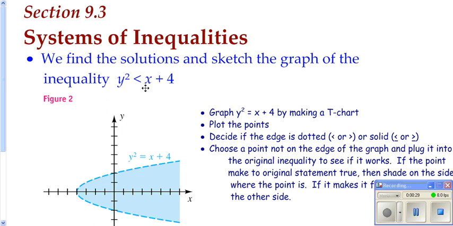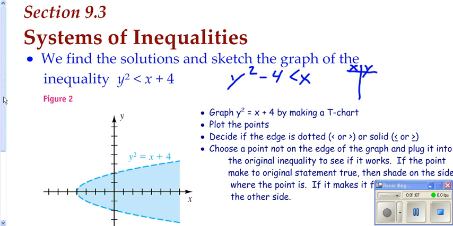Well, for the most part, you want to go ahead and make yourself a t-chart, meaning an XY chart, if it does not end up being something that you recognize easily. In this case, since we're dealing with y squared minus 4 less than x, I would make my t-chart and choose values not for x like we normally do, but for y, since we have x by itself.